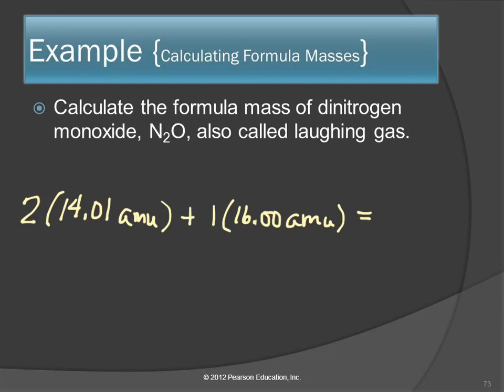2 times 14.01 plus 16, 44.02 atomic mass units. That's the mass of 1 molecule of dinitrogen monoxide. Any questions?